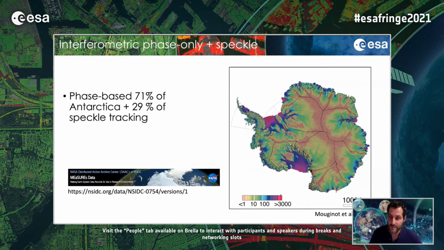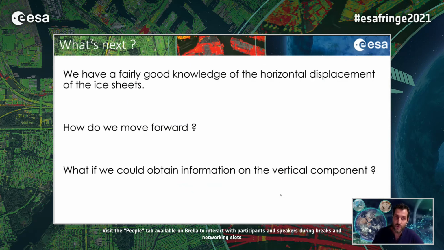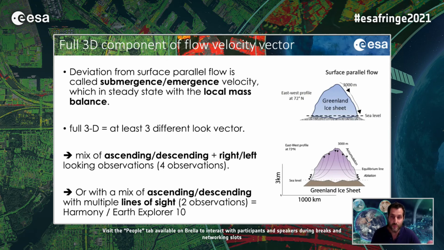Okay, so this map has been combined with speckle tracking to get a complete map, as published on NSIDC. And then what's next? So now we have a good knowledge of the horizontal displacement of the ice sheet. How can we move forward? I think something we could do is get information about the vertical component of the ice flow. This is difficult to do, it means you need 3 measurements, but I think we can do it.